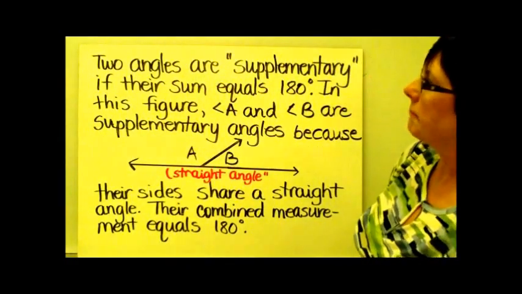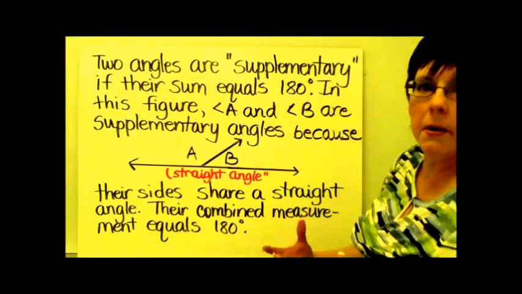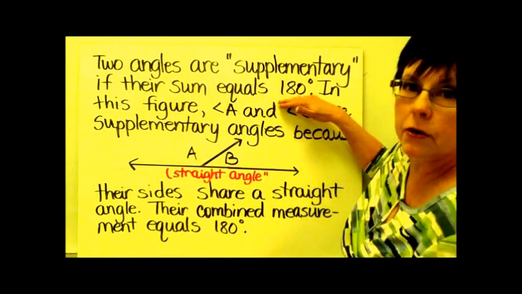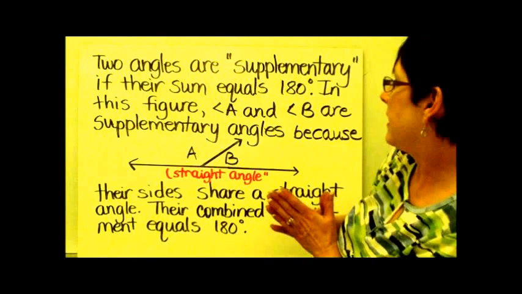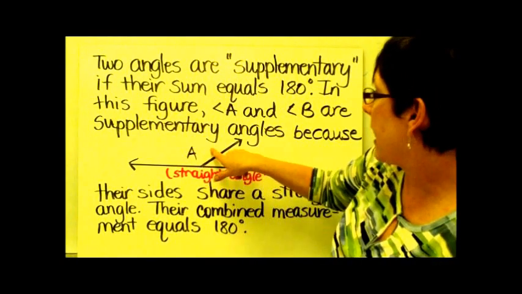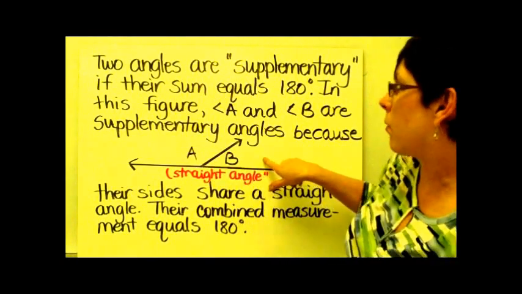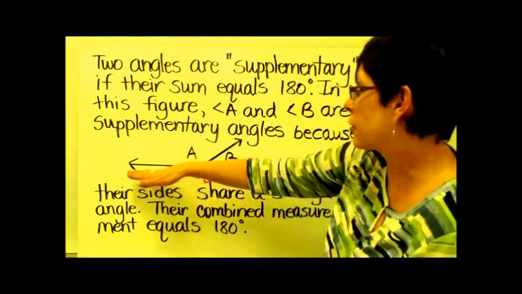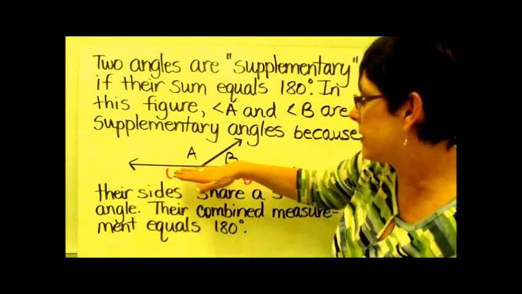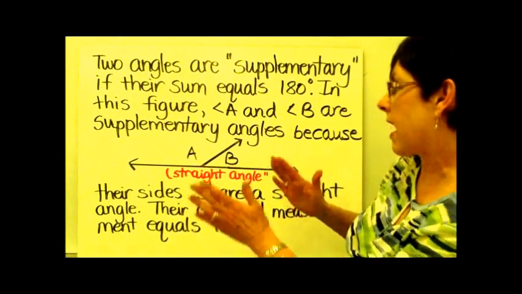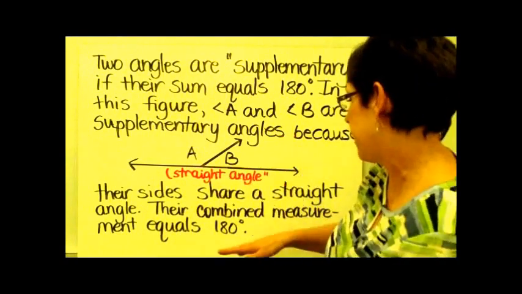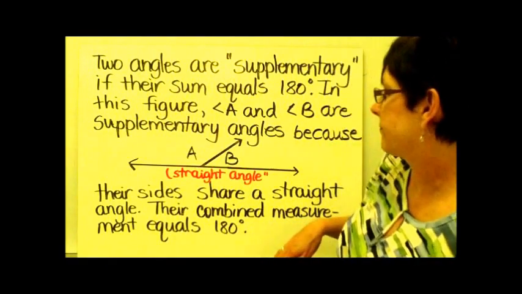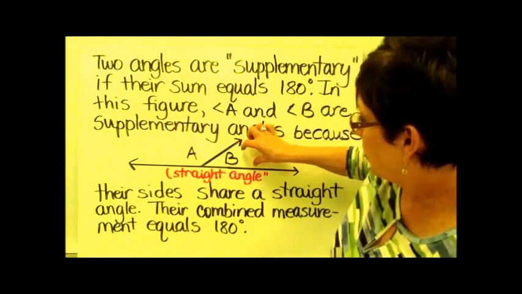All right, two angles are what we call supplementary if their sum equals 180 degrees total. In this figure, angle A and angle B are what we call supplementary angles because their sides share a straight angle, which is down here at the bottom. So if I were to add both of their measurements up, their combined measurement would equal 180 degrees. This one plus this one.